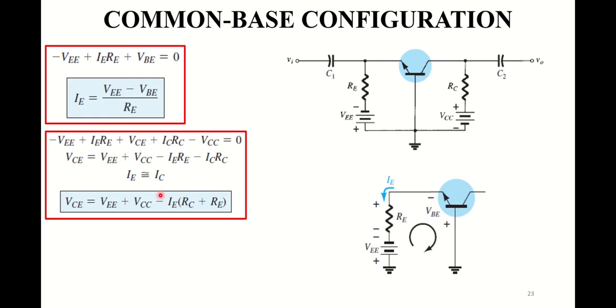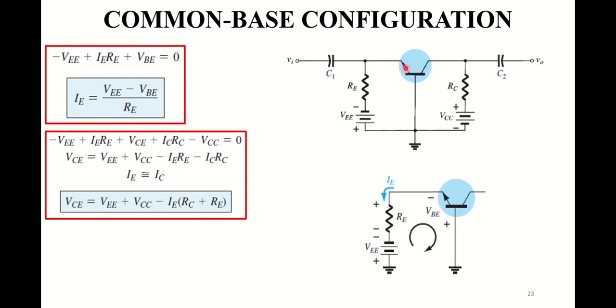Till here, we have derived two different equations for the quantities of IE and VCE. The quantity IE has been obtained by applying KVL on the input loop, that is this loop, and the quantity VCE has been calculated by applying KVL on this bigger loop. As you can see in this equation, these quantities of VEE, IERE, VCE, ICRC and VCC are the ones that are part of this whole complete bigger loop.